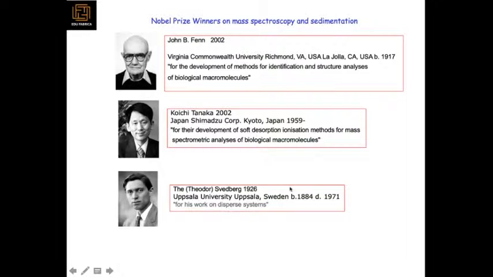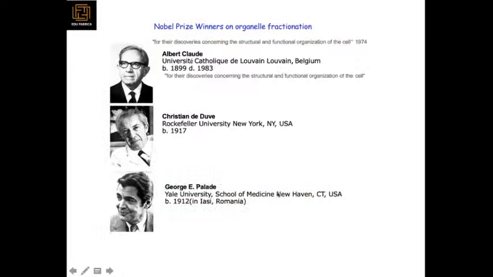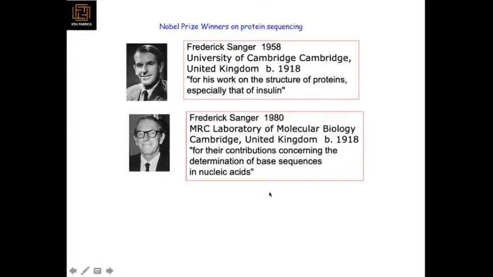Then comes mass spectrometry and sedimentation. In this case, Fenn, Tanaka, Svedberg, they all got the respective Nobel Prize in their fields of mass spectrometry and sedimentation. Then comes organelle fractionation, to separate different organelles like mitochondria and nuclei on the basis of fractionation. Albert Claude, Christian de Duve, George E. Palade got the Nobel Prize. These are the famous people who worked really hard in the field. Then comes protein sequencing. Frederick Sanger from the United Kingdom worked on the protein insulin, and another person worked on nucleic acid respectively. So they got their own Nobel Prizes in their own fields.